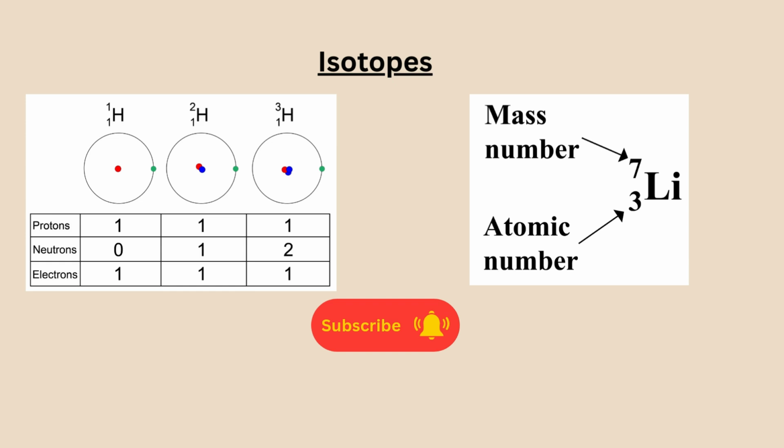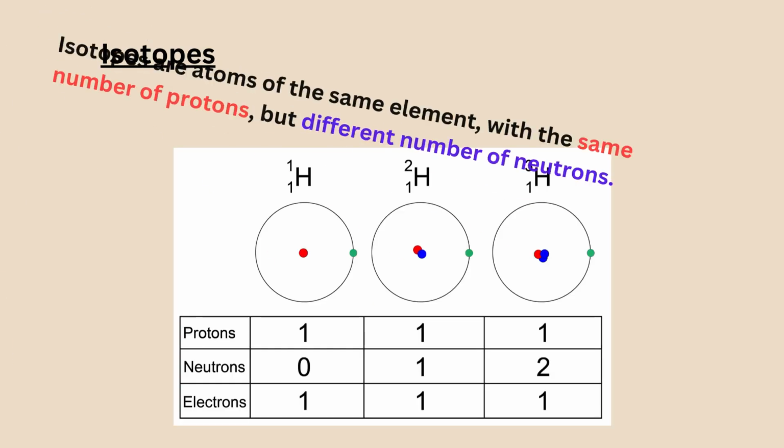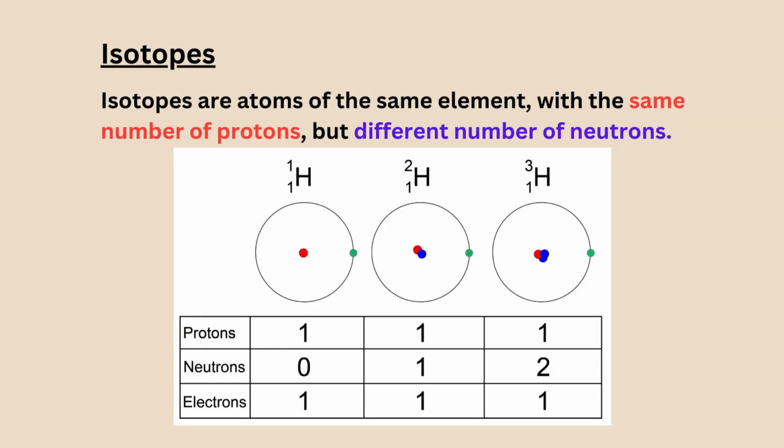Today we're going to look at the definition of an isotope, properties of an isotope and why some isotopes are radioactive. Isotopes are atoms of the same element with the same number of protons but a different number of neutrons.